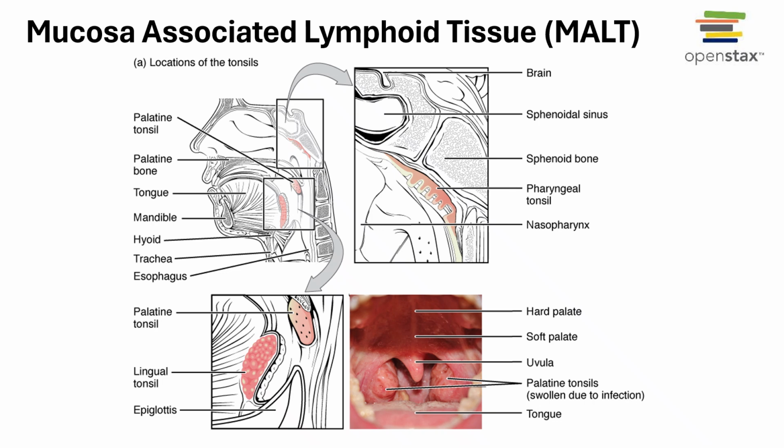The pharyngeal tonsil, or adenoid, is located in the nasopharynx. A pair of palatine tonsils are found in the oropharynx, posterior to the soft palate. The lingual tonsil is located at the base of the tongue.